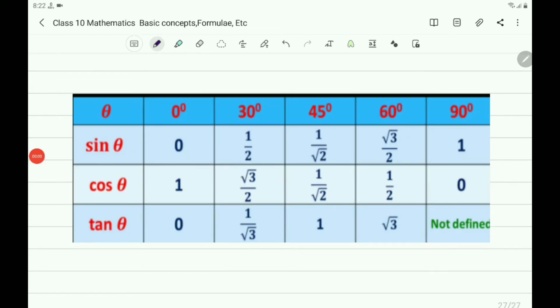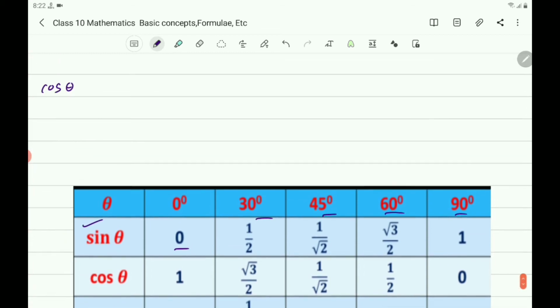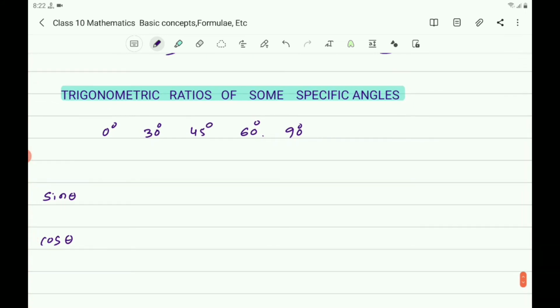So children, here is a chart for you. They are the sin 0, sin 30, sin 45, sin 60, sin 90, cos 0, cos 30, cos 45, cos 60, cos 90, tan 0, tan 30, tan 45, tan 60, tan 90. But to keep this chart in your mind, it may become difficult, but you use one trick here. So you know that here 0 degree, 30 degree, 45 degree, 60 degree, 90 degree are there. Now you take for sin theta.